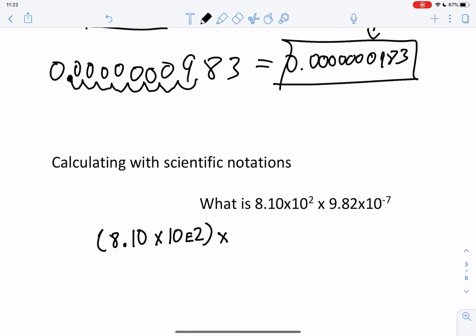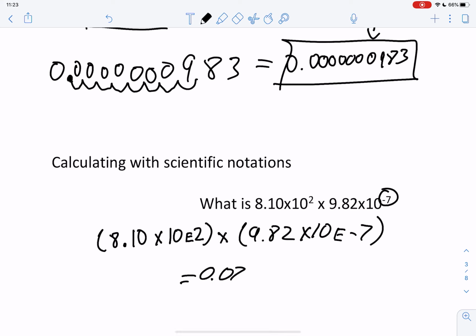Okay, and then times, parentheses again, 9.82 times 10. What do you think this is going to be? You just type in E, and then you should have a negative value there, negative 7, end of parentheses. And if you do that, let's just see here. Just put it in my calculator real quick. You should get 0.0795.